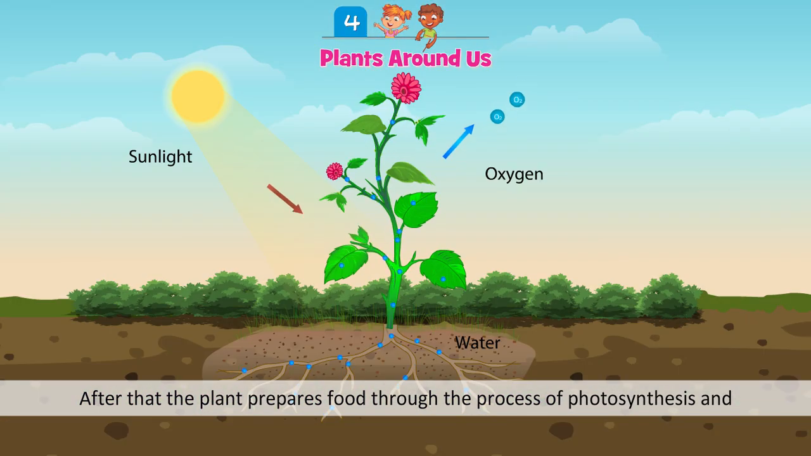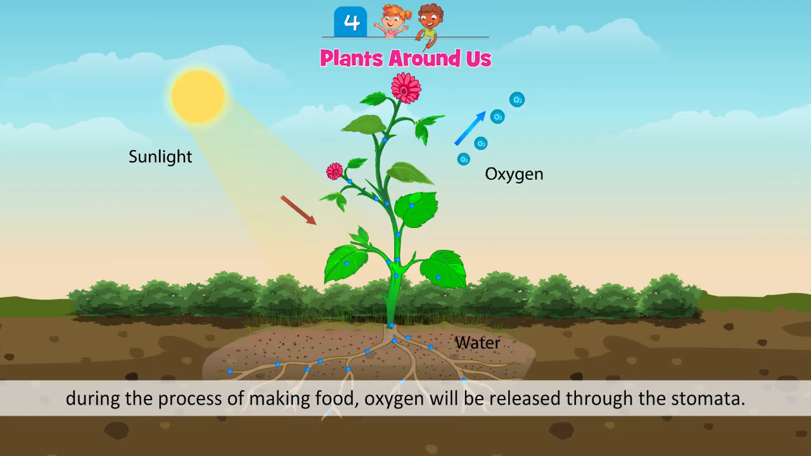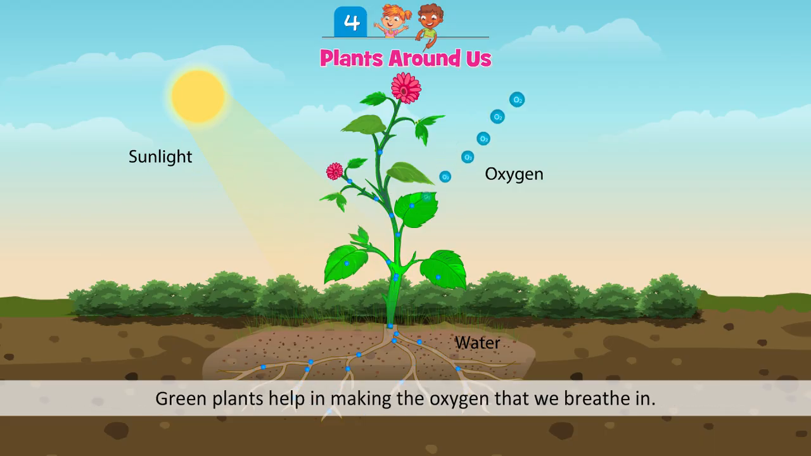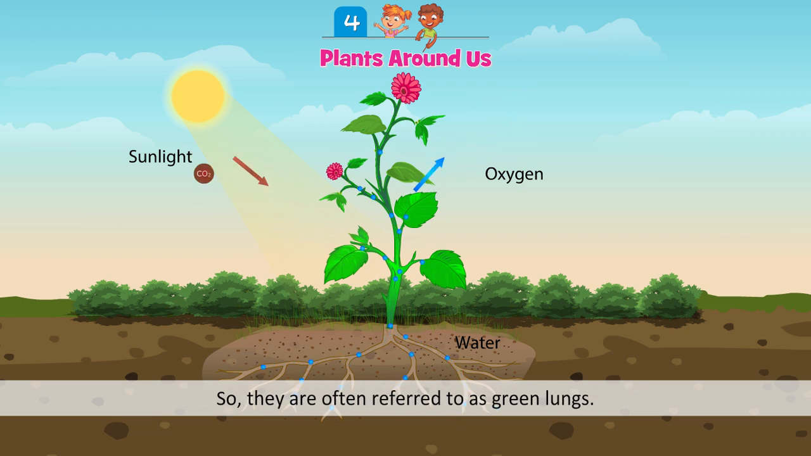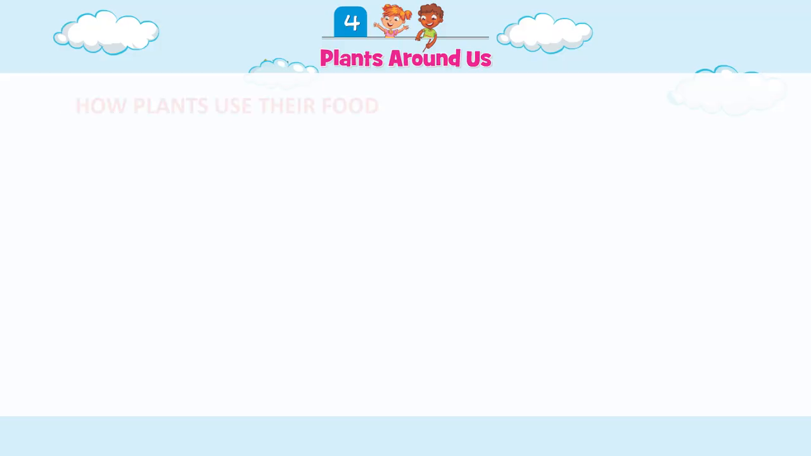After that, the plant prepares food through the process of photosynthesis. And during the process of making food, oxygen will be released through the stomata. Green plants help in making the oxygen that we breathe in. So, they are often referred to as green lungs.